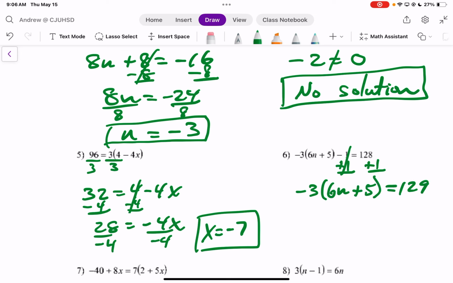So does 3 go into 129 evenly? There's a quick way to check. Add the digits, 1 plus 2 plus 9. If that number, which would be 12, can be divided by 3, then 3 will go into the original number. So I could avoid, again, the distributive property. I could just divide by -3 right now. Just to give you some variety, though, I'm going to distribute on this one.